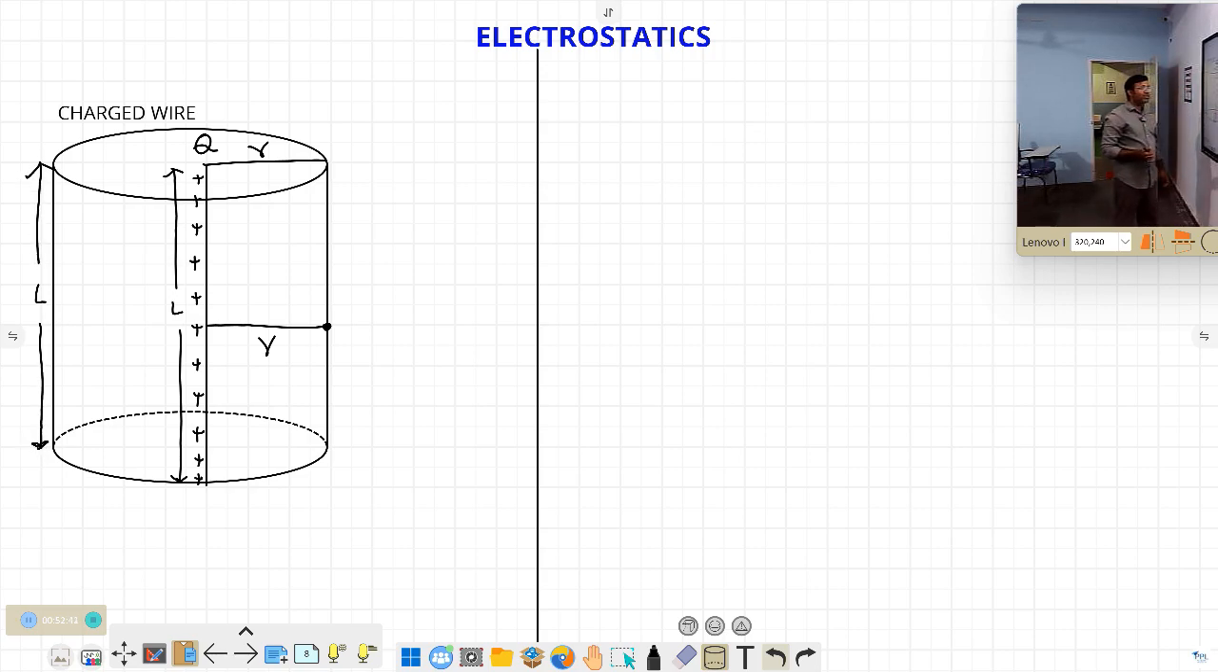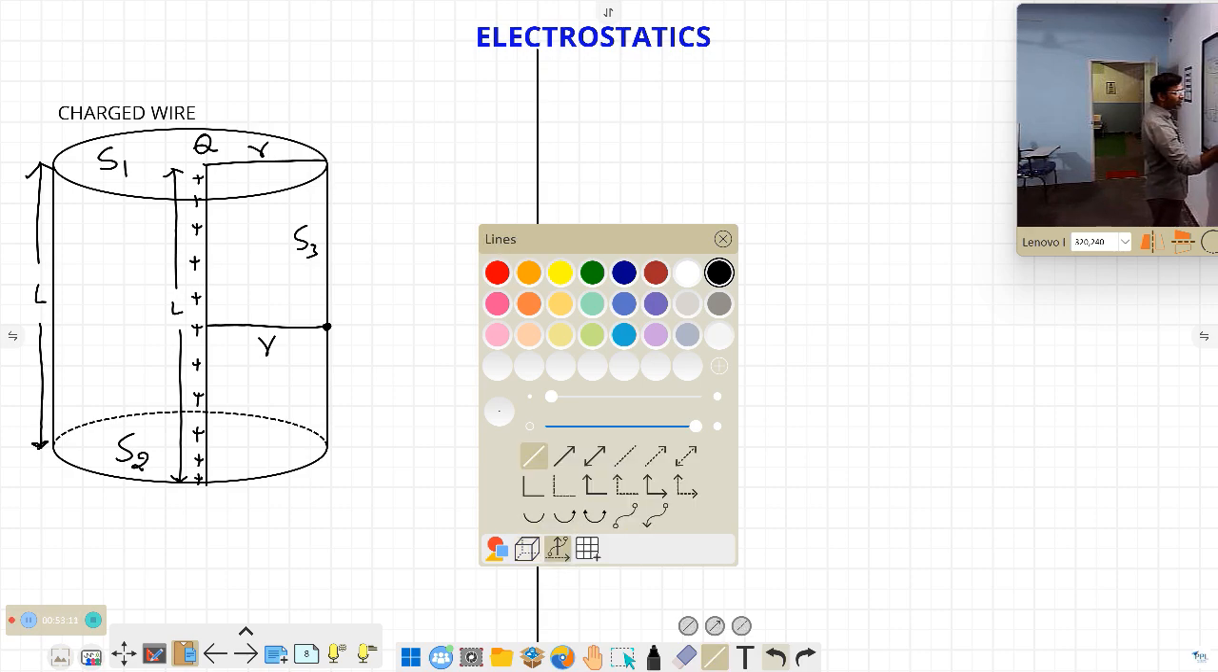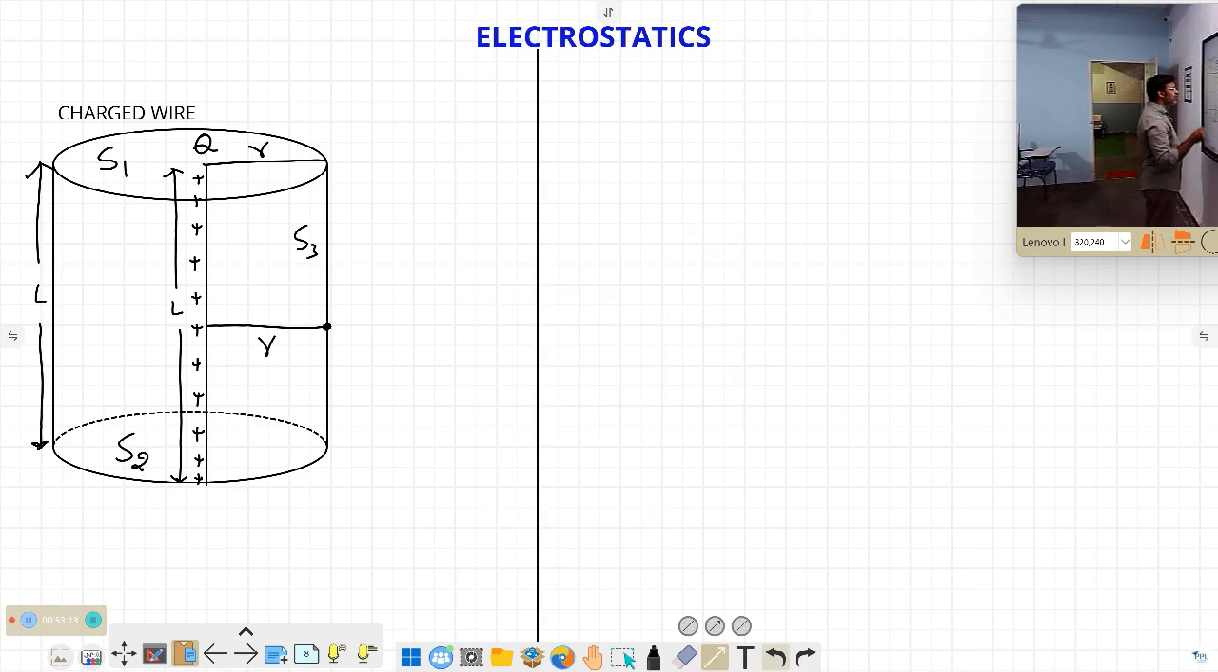Now, how many surfaces does this cylinder contain? The cylinder contains 3 surfaces. This is one, S1, this is the bottom surface, S2, and the third one is the curved surface, which I am calling S3. Now to calculate the electric field, what is the direction of the electric field across each surface area? This is a linearly charged body. So the electric field at every point, the direction of the electric field in the case of S1, this is the positively charged body.